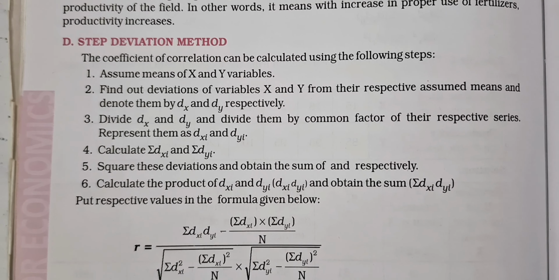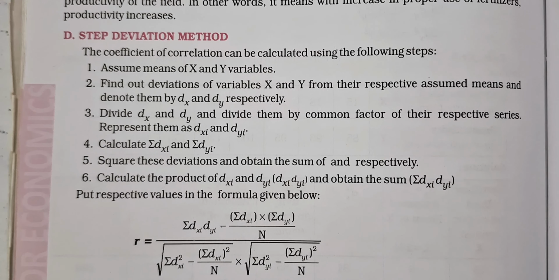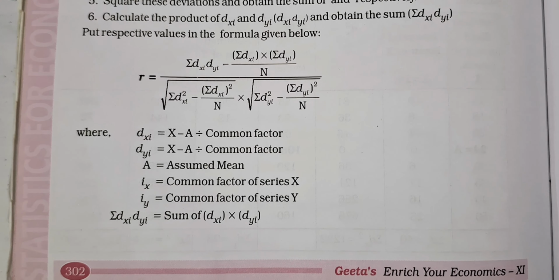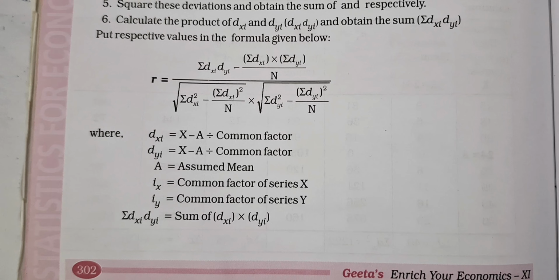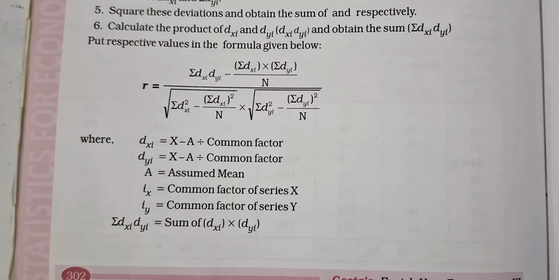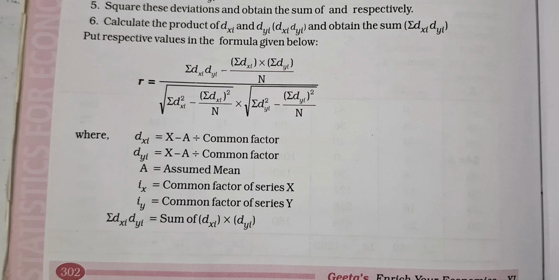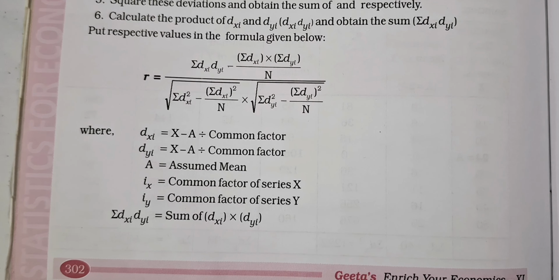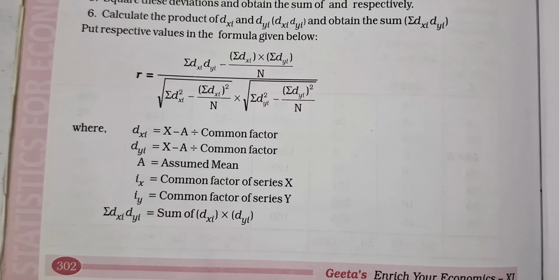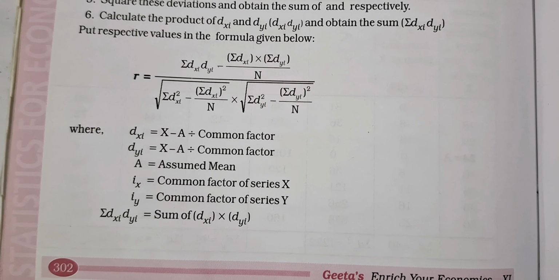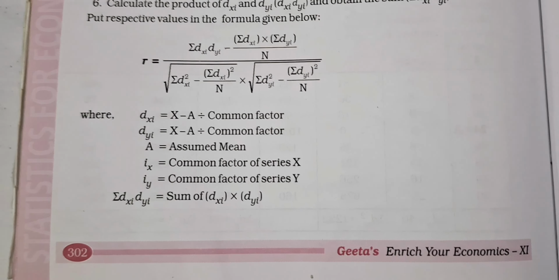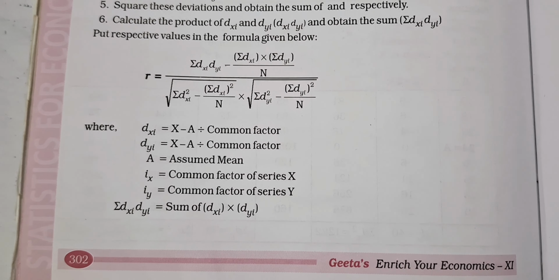The fourth method to calculate Karl Pearson's coefficient of correlation is the step deviation method. So here, Karl Pearson's coefficient of correlation r is equal to summation of dxi dyi minus summation of dxi into summation of dyi divided by n, divided by root of summation of dxi square minus summation of dxi the whole square divided by n, multiplied by root of summation of dyi square minus summation of dyi the whole square divided by n, where dxi equals x minus a divided by common factor.